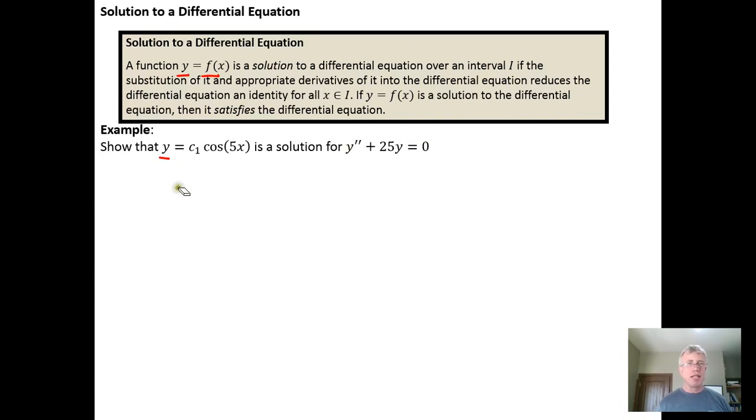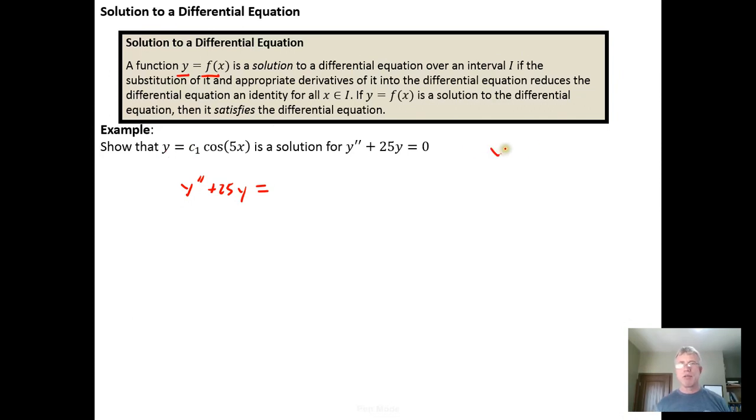So here's the idea. I'm going to take my differential equation, which is y double prime plus 25y, and we're trying to verify that y equals c sub 1, where c sub 1 is just some real number, some constant, times the cosine of 5x. We want to verify that this is a solution for this differential equation. If it is a solution, we should be able to replace the y with c sub 1 cosine of 5x, and replace y double prime with the second derivative of this, and when we simplify, we should wind up with the 0 when we're done.